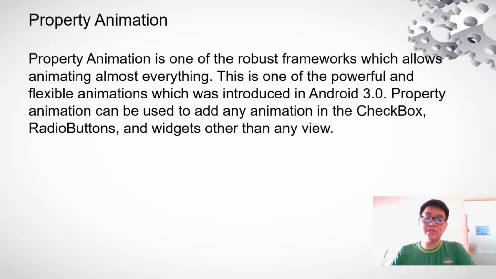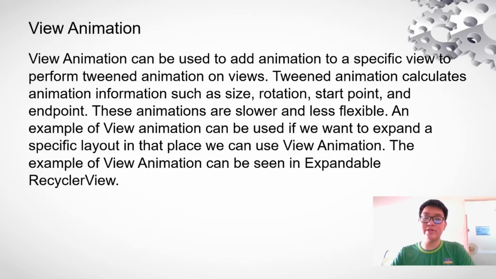Property animation is one of the robust frameworks which allows animating almost everything. This is one of the powerful and flexible animations which was introduced in Android 3.0. Property animation can be used to add any animation in the checkbox, radio button, and widget other than any view. And the second animation is view animation.